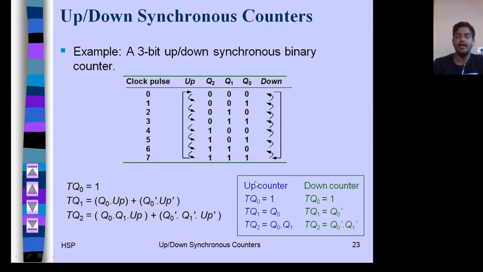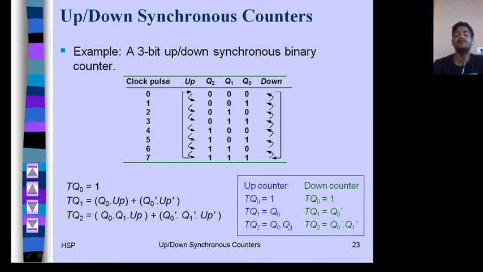You are already aware of the up counter. What is TQ0? It is 1. Why? Because after every clock pulse it is toggling. Q1 is toggling when Q0 is 1, so TQ1 is Q0. Q2 is toggling from 0 to 1 when both Q1 and Q0 are 1. It means if both inputs are high, it is the case of an AND gate. So TQ2 is Q1 Q0.